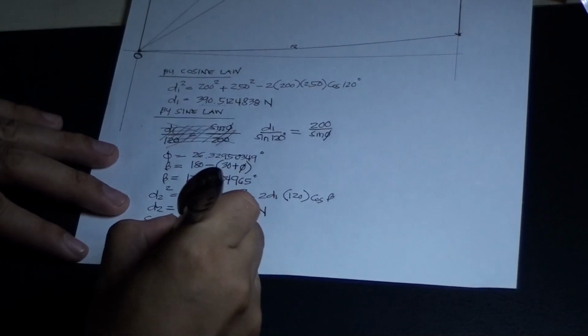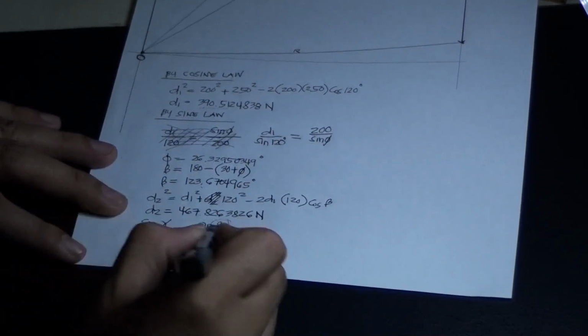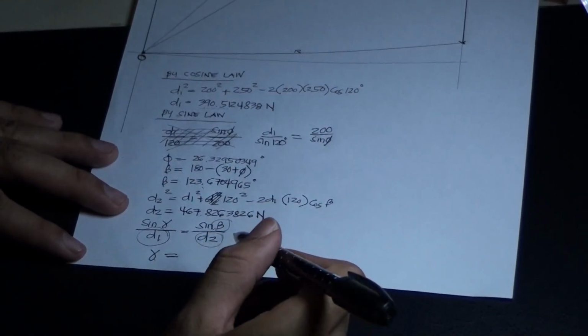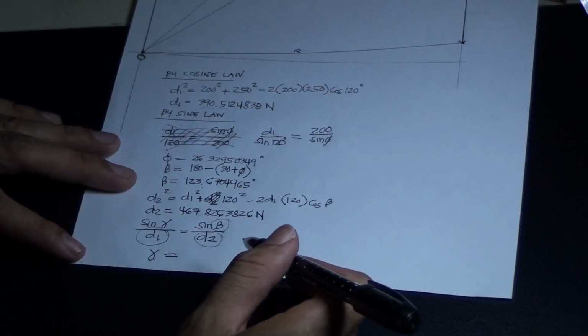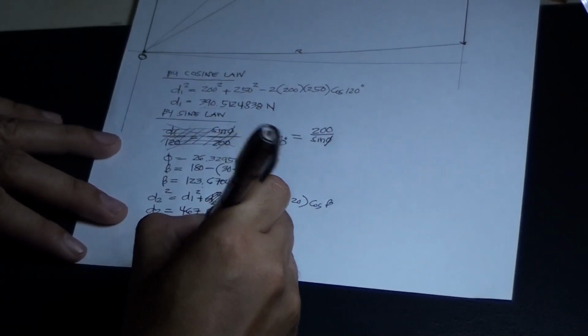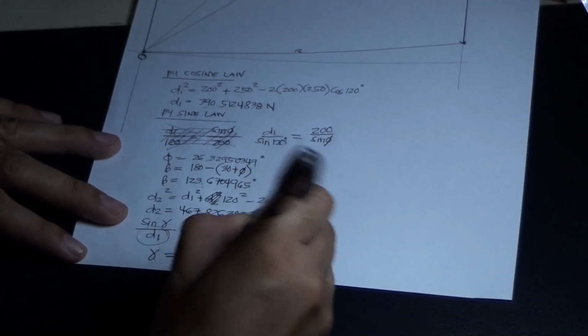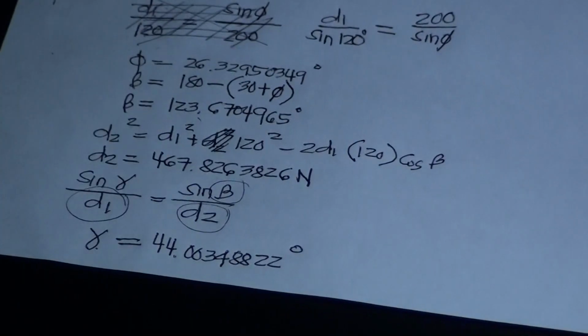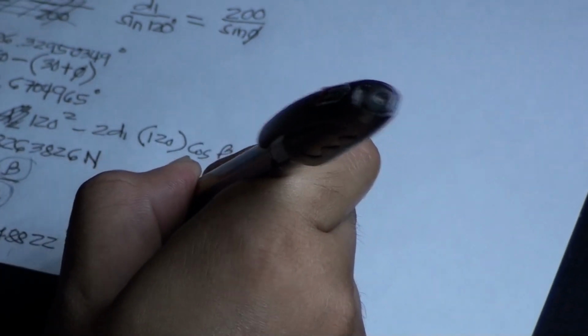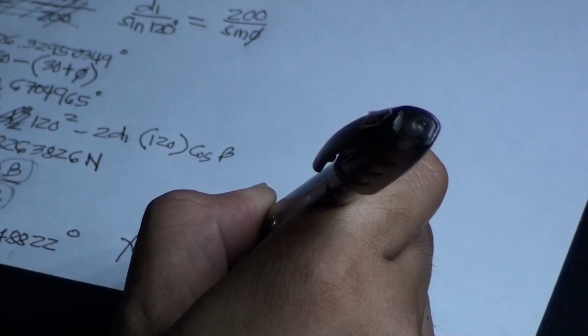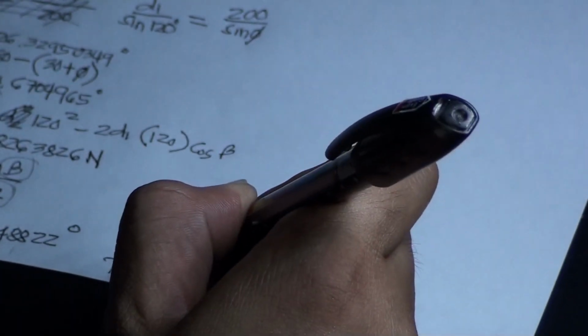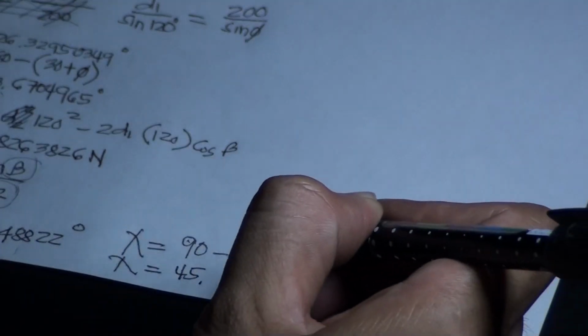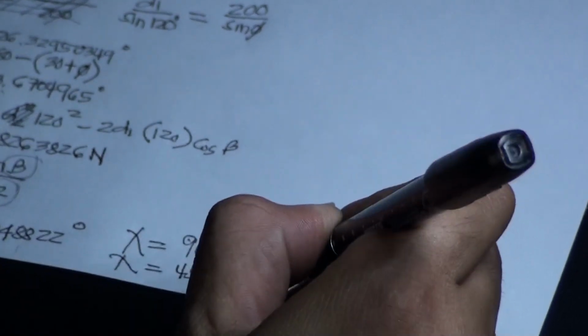So I can solve for gamma because this is known, this is also known, this is also known. So you can solve for gamma, ending up with gamma equivalent to how much? 123.44.00348822 degrees. So that is the amount here. So to solve now for lambda, all you have to do is lambda is equivalent to 90 minus gamma, which is equivalent now to 45.99651178 degrees. So that is the lambda.